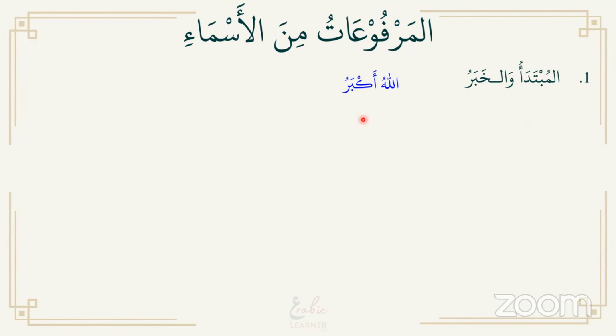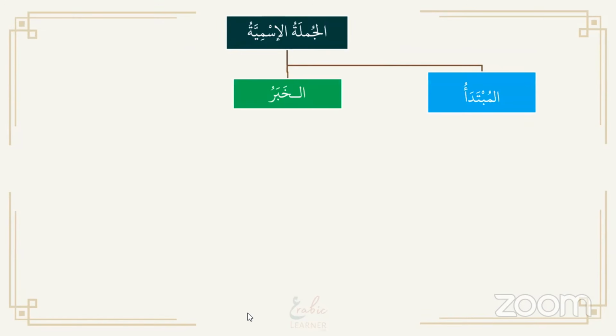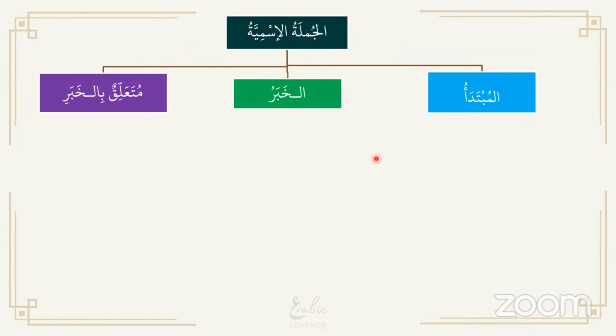Allahu Akbaru. Allah is the greatest. Allahu Akbaru. Allah is al mubtada, it is marfu. Akbaru, it is khabar, and it is marfu. So this is what we learned about jumla ismiya in book one. There are three parts of jumla ismiya: al mubtada'u, al khabaru, and mutalik bil khabar. This is a good revision for you, brothers and sisters. I'm not going to go into details, but just I'm showing this chart. You have seen it already.